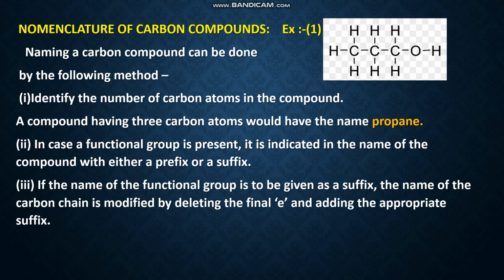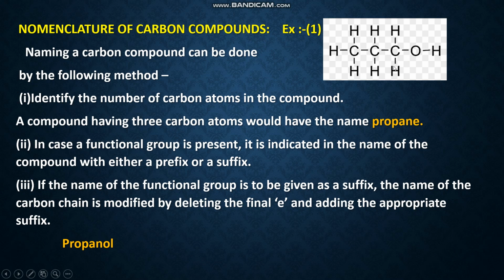Now, if the name of the functional group is to be given as a suffix, the name of the carbon chain is modified by deleting the final E and adding the appropriate suffix. That means in the corresponding alkane name, E is replaced by, here as it is an alcohol, what suffix do we have to give? OL. So the name of this compound is propanol.